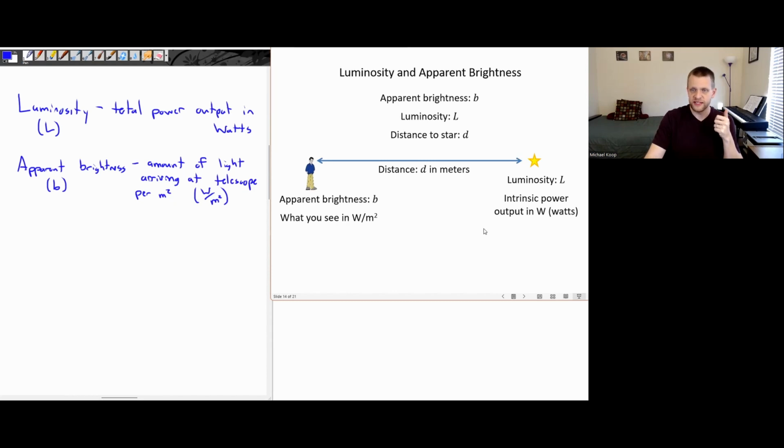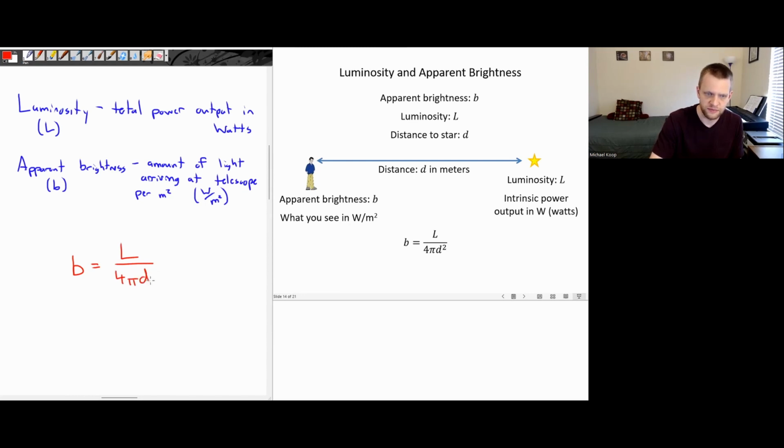And we've also got the distance from our observing location, probably in our solar system on the Earth, to that distant star. We can relate those quantities using this equation. So let me write this one down, because this is the next equation that we're going to be playing around with. The apparent brightness equals the luminosity divided by 4 pi times the distance to that object squared.